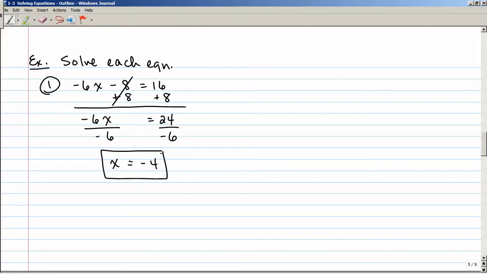I'm not going to require it, but if you'd like to, you can check this by plugging in negative 4 for x into the original equation, and both sides of the equal sign should be the same.